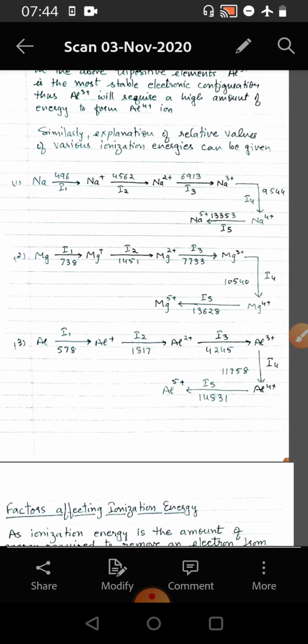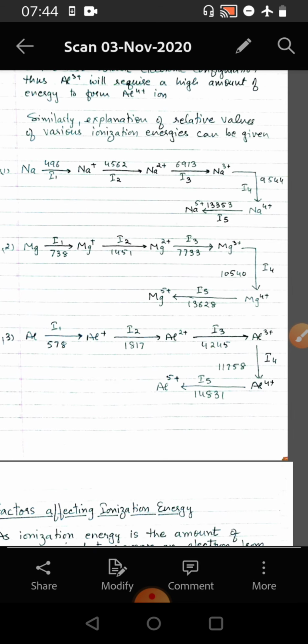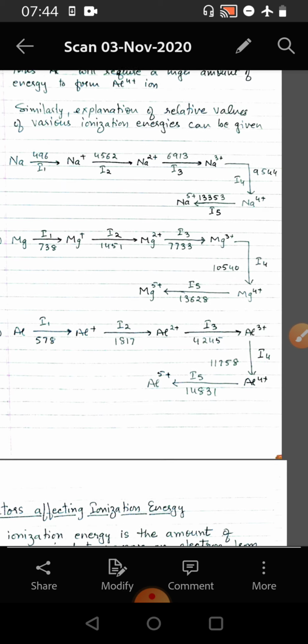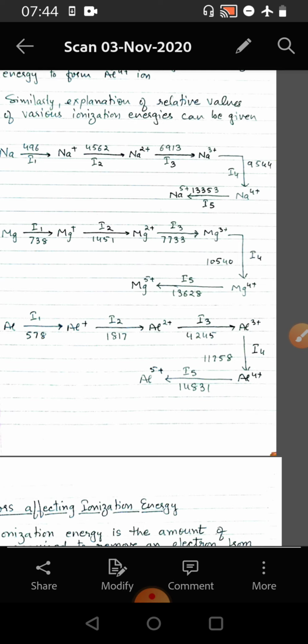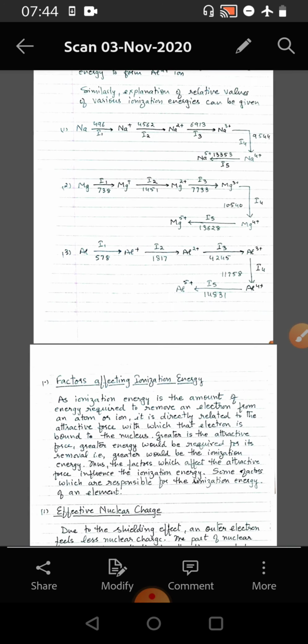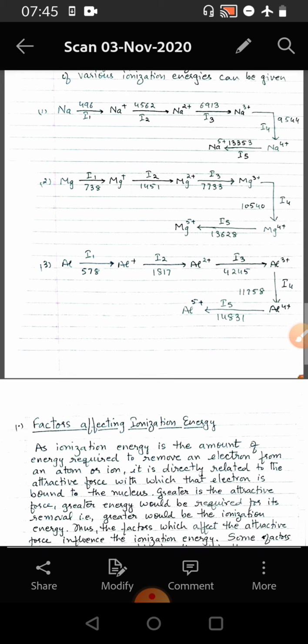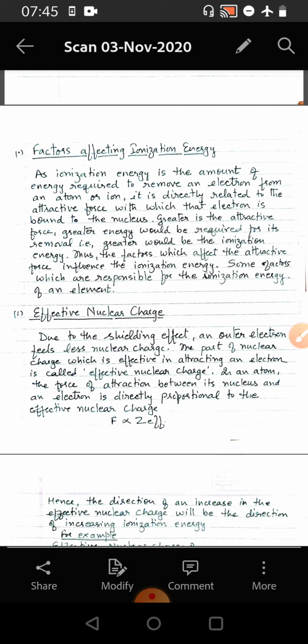Similarly, if we consider aluminium, then we see that the first is 578, the second is 1817, the third is 2745, and the fourth is 11,758. So there is quite a jump from I3 to I4 in the case of aluminium. So we see that for the most stable configuration, sodium plus is most stable, for magnesium, magnesium 2 plus is most stable, and for aluminium, aluminium 3 plus is most stable, and as we go higher, a very high amount of ionization energy is required for these ions. Now we come to factors affecting ionization energy.